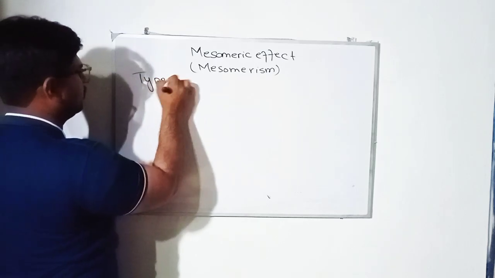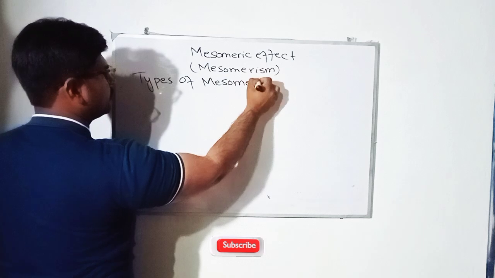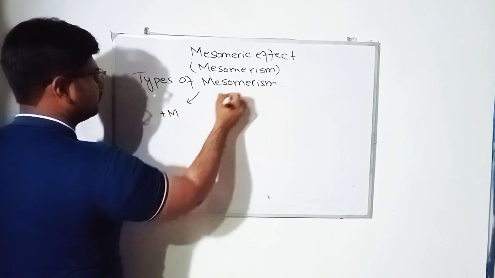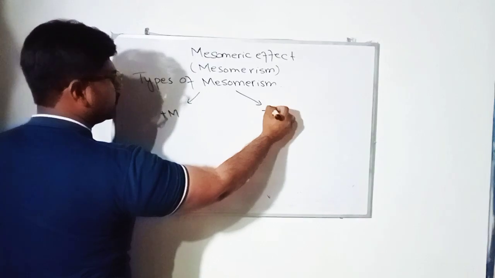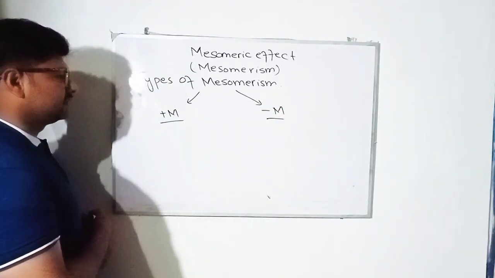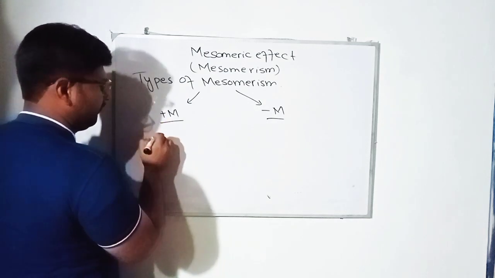Types of mesomerism. As we know that there are two types of mesomeric effect. One is called plus M effect and the other is called negative M effect. Now what is plus M effect?